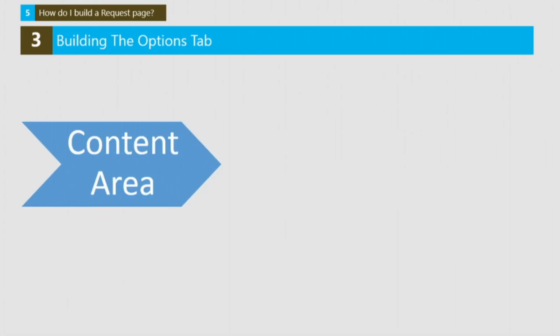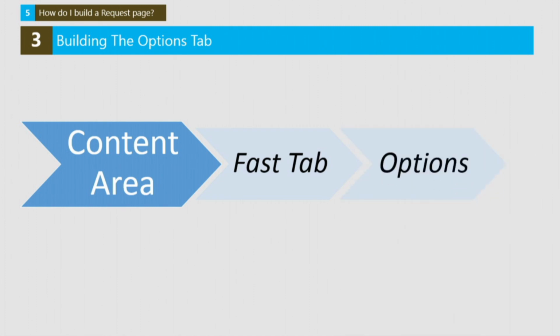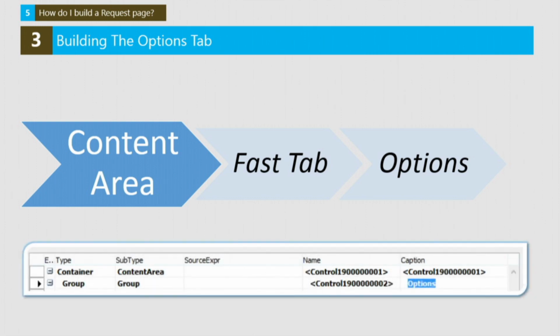So how are we actually going to build the options tab? We are actually going to go into the report page designer, in which we are going to create a content area container. In the content area container, we're going to create a fast tab, which will become the options fast tab. And in there, we will have the individual options available. So here we have a preview on how this options fast tab will look like. Let's demonstrate this in the application.